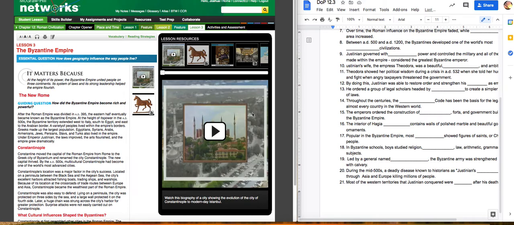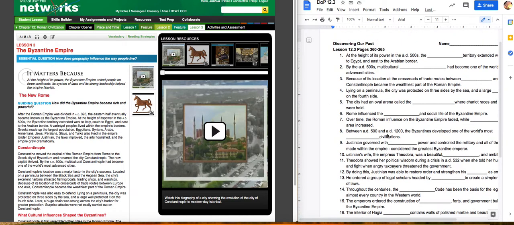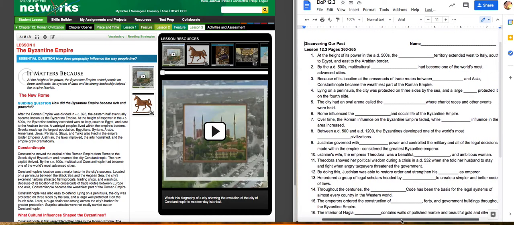chapter 12. Last couple days we've been talking about the downfall of the Roman Empire and how it was split into pieces between the Eastern and the Western. Eastern becomes the Byzantine Empire and Constantinople. The Western stays in Rome, falls apart much earlier. Today we'll continue to talk about those things. We talked about a lot of the reasons, especially on Wednesday, about the downfall of it. Today we'll pick up and we'll get into lesson 3 here.